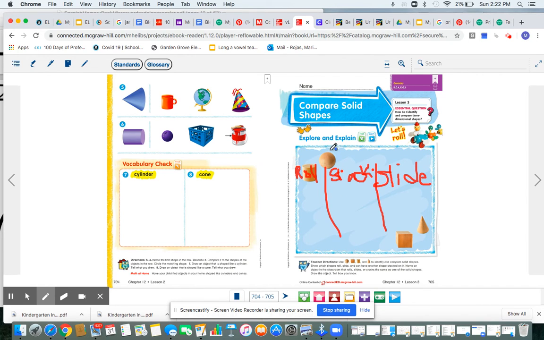So for example, the sphere, it can only roll, so it's only going to the roll. Can it stack? Nope. Can it slide? No, it rolls. So the ball only goes here. For example, the cylinder. Well, I can roll the cylinder if I do the cylinder this way. Okay. Can it stack? Yes. I can stack the cylinder this way.